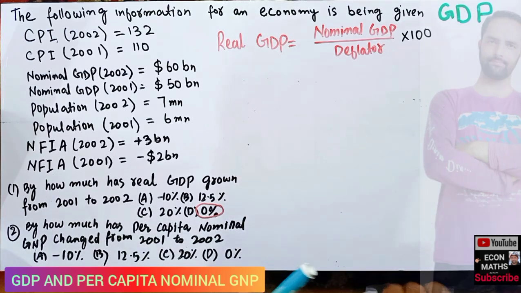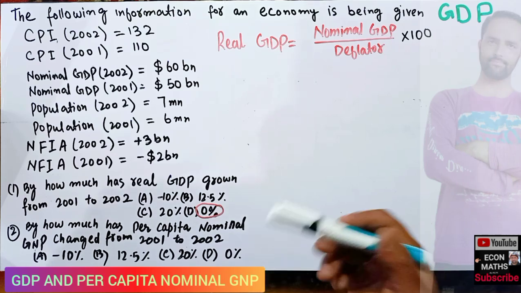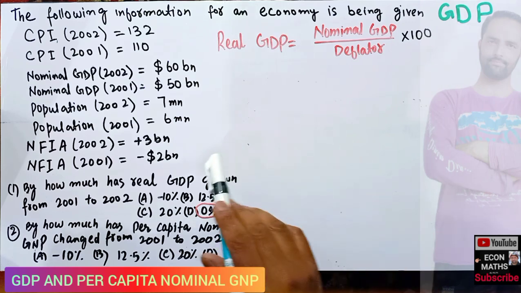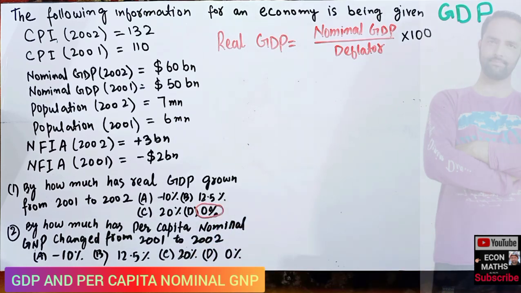Okay, so first we need to find out the GNP. What is meant by GNP? Gross national product. When we include the net factor income from abroad in the nominal GDP, we get the GNP.